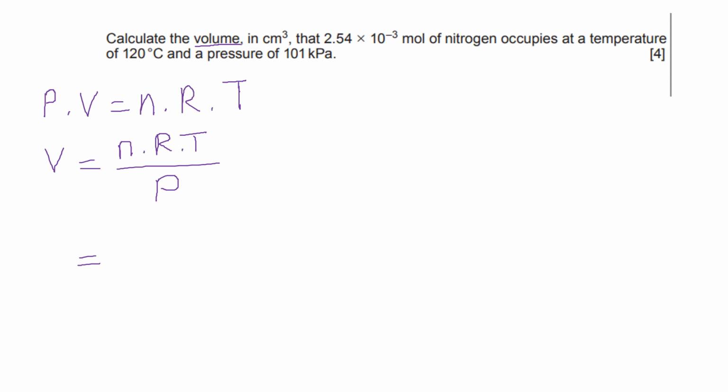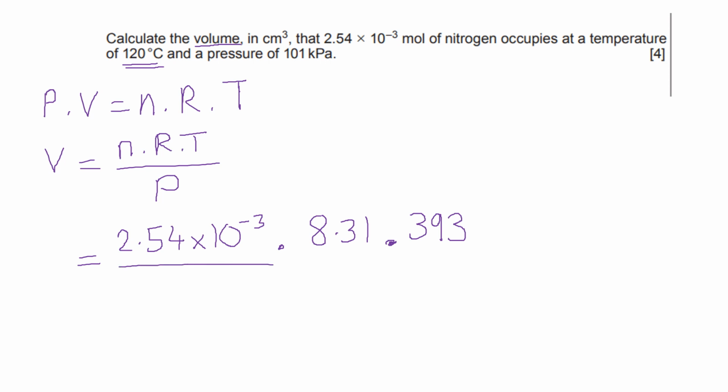Now at this stage we're going to have to plug the numbers in from the question, but making sure to convert the units appropriately. So the number of moles is 2.54 times 10 to the minus 3. We don't need to do anything with that, that's good news. And then we're going to times that by R, which is your gas constant, which is just 8.31 on the WJEC datasheet. And then temperature. Now temperature is 120 degrees Celsius, so you're going to have to do 120 plus 273. So that's 393 Kelvin.